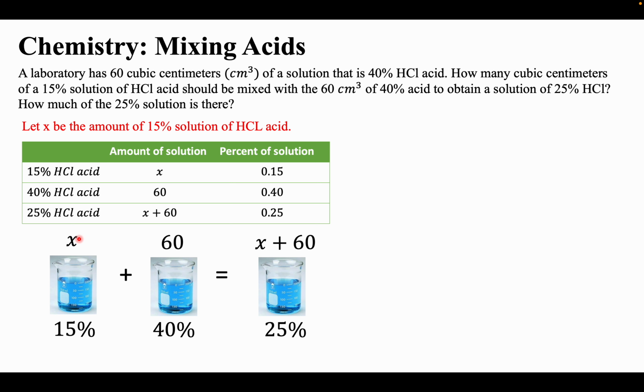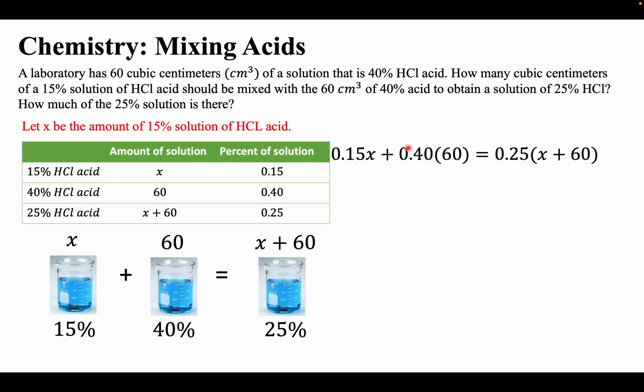Now, what we're going to do is multiply those two and sum them up, and that should be equal to this times this. And that's what it looks like, right? 15% is the same thing as 0.15. That's where that 0.15 is coming from. And then the same thing, 40%, and then 25%. And from here, we basically just solve for X, and we have our answer.